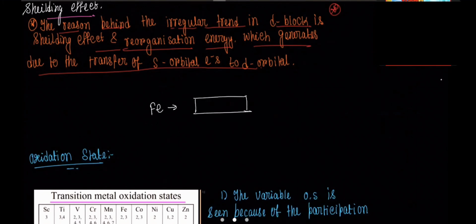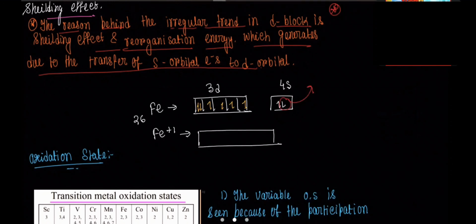Let's say we have iron. Iron is 26, which means 3d6 4s2. You have seen that the d block elements have a pretty unorganized electronic configuration and ionization energy trend. So if I draw the 3d6 4s2 like this, now if I give ionization energy to it, the 4s electron would go out. Let's talk about Fe plus 1. Which electron would go out actually? The outermost electron, which is the 4s electron. So Fe plus 1 would look something like 3d6 4s1.